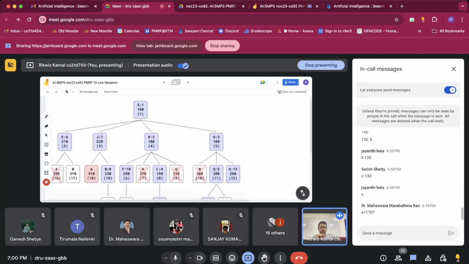Okay, I hope this is clear until this point. So again, we will follow the same process. Now that we have S, we have explored S already, right? We have to choose from E, J, K and O.